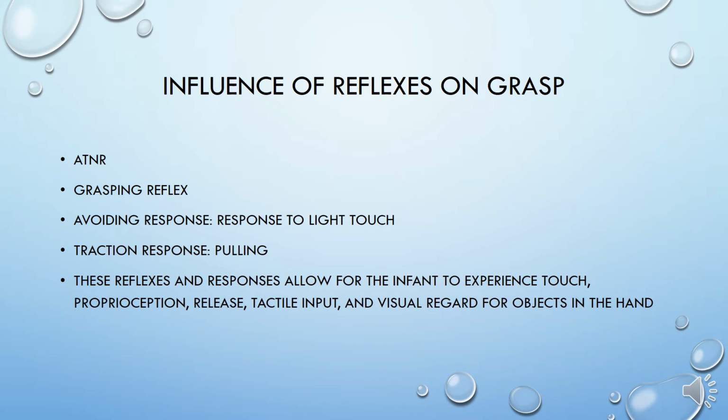So these reflexes and responses allow a child to start exploring things with their hands, which allows them to start interacting with their environment and leads to the development of more mature grasping patterns. The other thing I would note here is that children who don't have some of these reflexes or responses, if they're absent, then the child's going to obviously have a much harder time interacting with their environment.